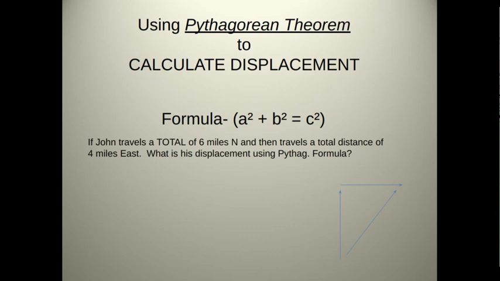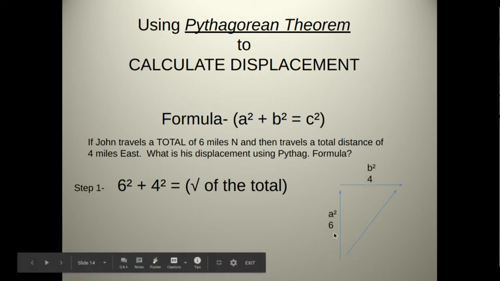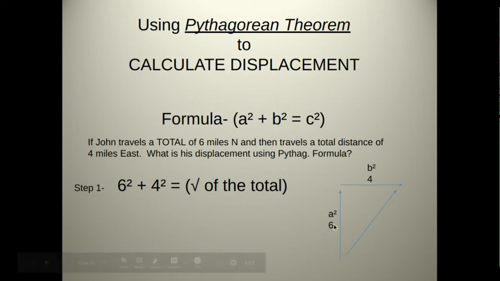All right, so what I want to do over the next couple of slides is show you how we use it. If John travels a total of 6 miles north, then travels a total distance of 4 miles east, what is his displacement using Pythagorean's theorem? All right, so the first thing we do is plug in the 6 and the 4. Those are his total distances. So here, and it doesn't matter whether I put the 6 here, or vice versa.